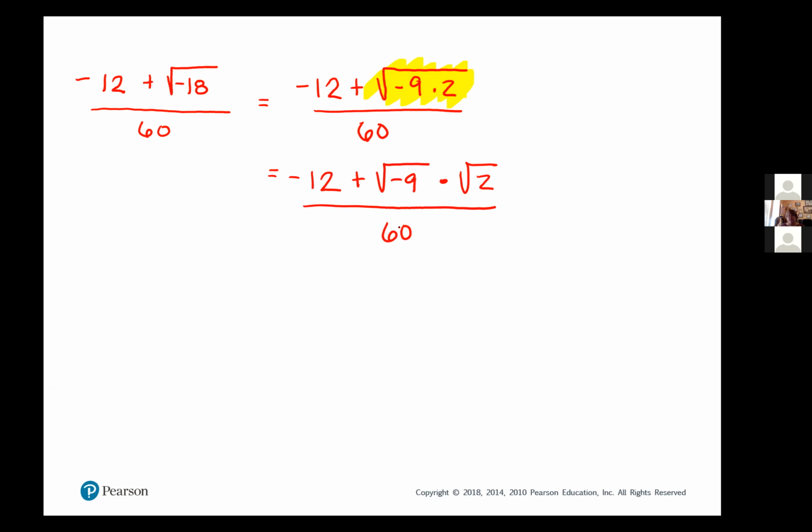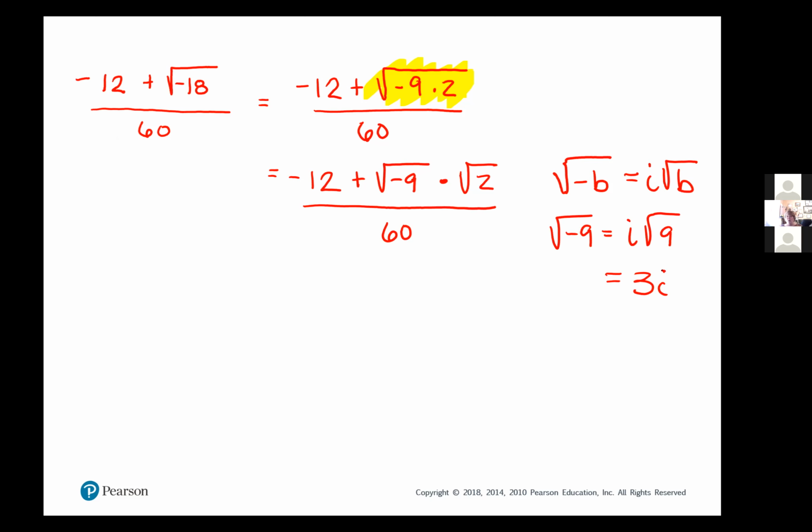Okay, so all I've done is take that square root and rewrite it as the product of two square roots. You have a property from section 1.4 that says that if I have the square root of a negative number, that is equivalent to i times the square root of b. So the square root of -9 is i times the square root of 9. By definition, that's what it is. Now the square root of 9 is 3, so the square root of -9 is 3i.